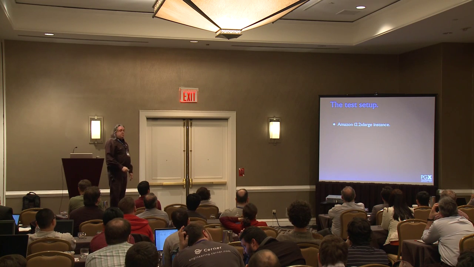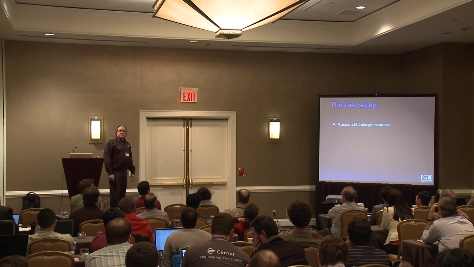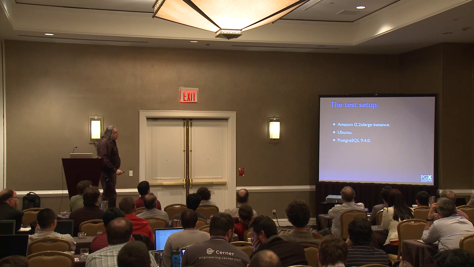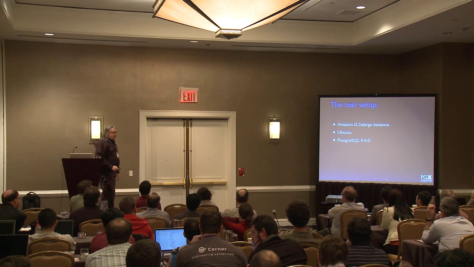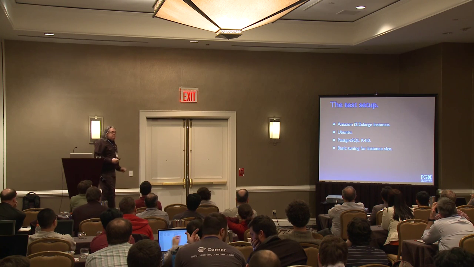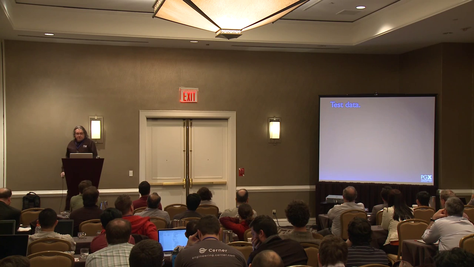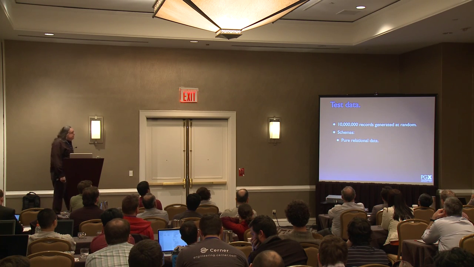I was using an i2.2xlarge instance, one of the reasons our AWS bill was large last month. Running Ubuntu 14.04. These were actually done on 9.4.0. I ran them before 9.4.1 came out. And I did basic tuning for the instance size, but I didn't do anything exotic as far as setting up Postgres goes. 10 million records generated at random.